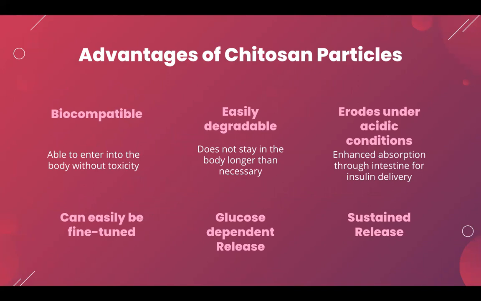I've chosen Kydzen, which is a type of polymeric based nanoparticle. Some advantages of it are that it is biocompatible, it is easily degradable, it erodes under acidic conditions, it can easily be fine tuned, it is a glucose dependent release, which means it'll release the drug depending on the levels of glucose in your blood. It is a sustained release, which means it won't release the drug altogether, it will do a little bit and a little bit over a period of time.